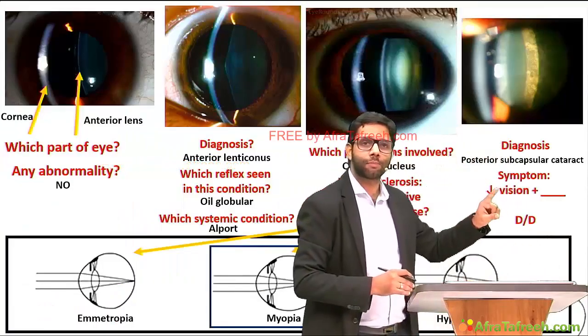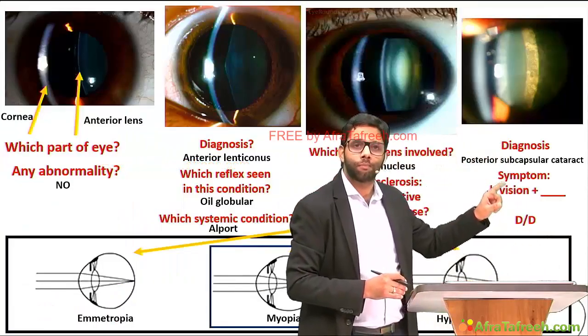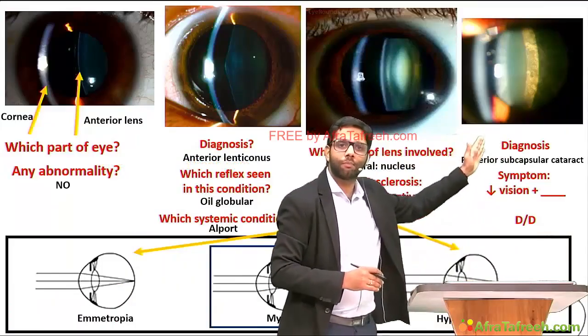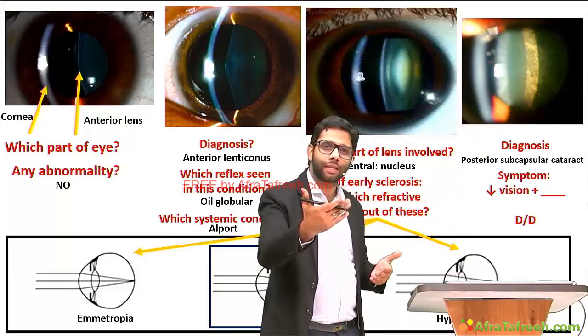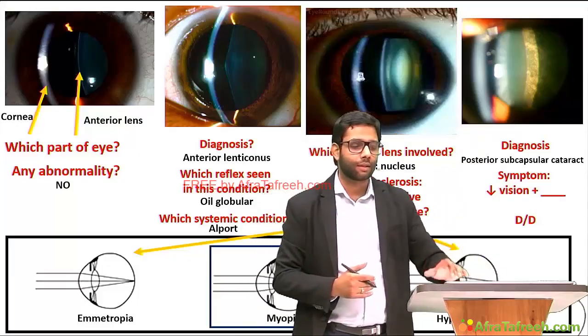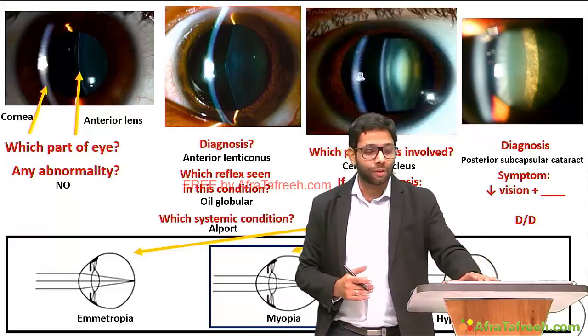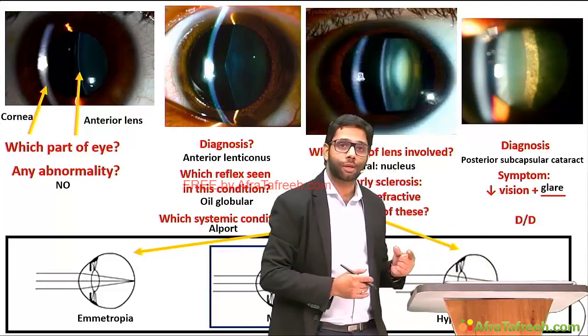And in posterior subcapsular cataract, what symptom? The patient will have decreased vision and will complain that when he drives at night, he has a problem in seeing the incoming light, which is known as glare. So the patient will complain of glare in posterior subcapsular cataract.